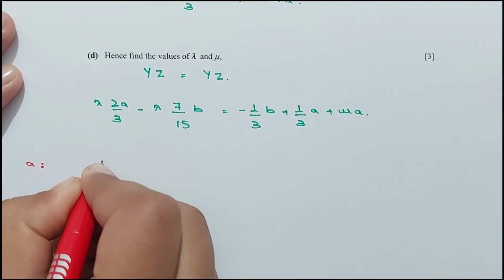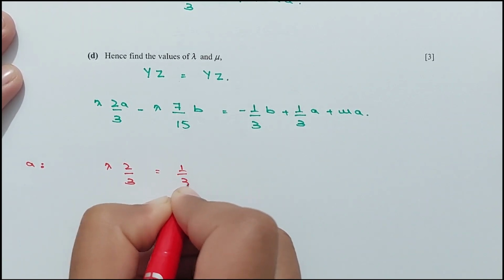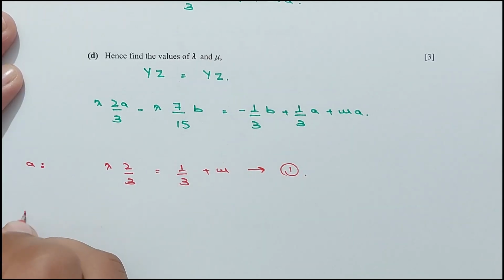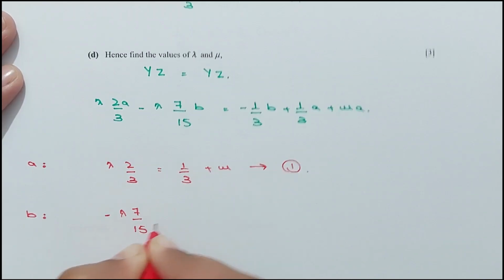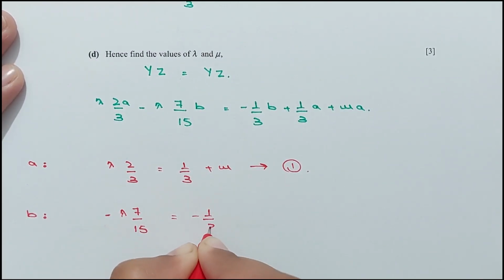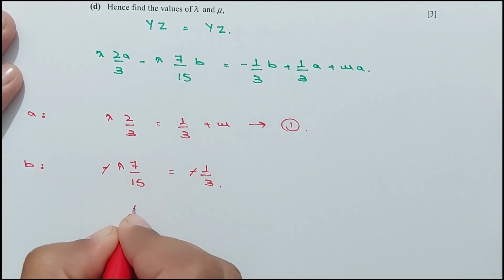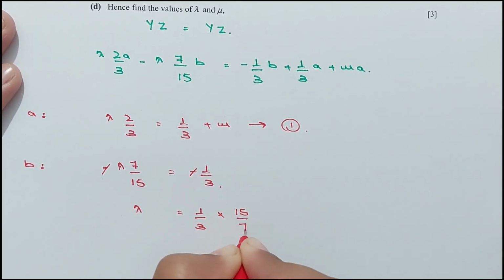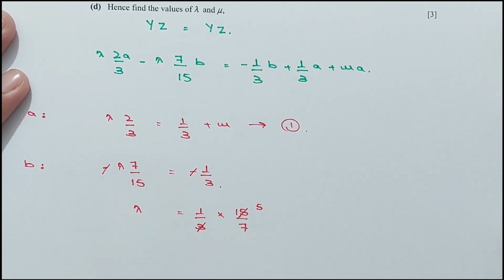Equating the coefficients of a, which are lambda 2 by 3 equals 1 by 3 plus mu. This is my first equation. It involves both, right? Equating the coefficients of b, minus lambda 7 over 15 equals minus 1 over 3, right? So here we can solve for lambda. Minus is cancelled with minus, so lambda would be 1 over 3 times 15 over 7. So 3 times 5 is 15. So here lambda should be equal to 5 out of 7.